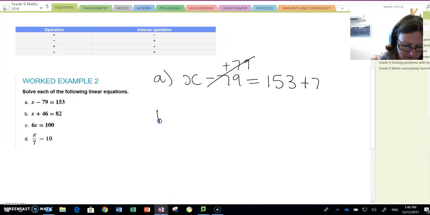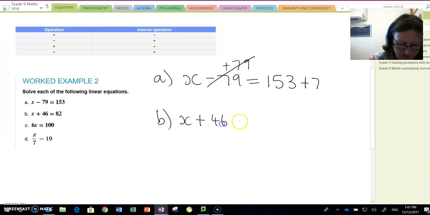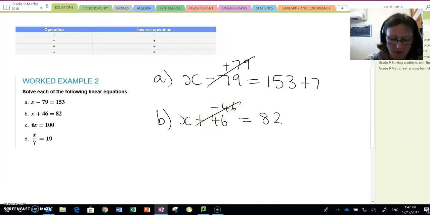Our next example, we have x plus 46 equaling 82. So we've plus or added 46. The opposite of adding 46 is subtracting 46. If we do that to the left-hand side, that cancels. So we must make sure we subtract 46 from the right-hand side, and then that leaves us with x being equal to 36.